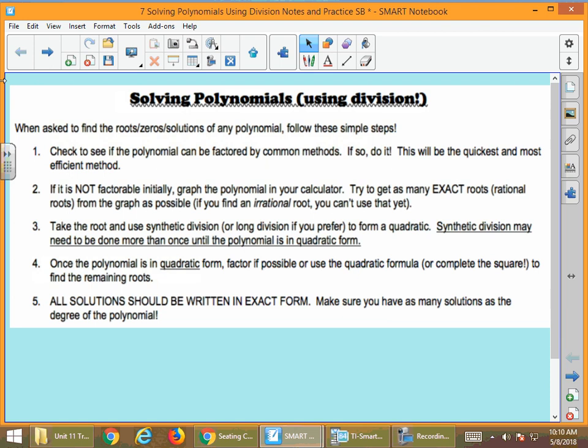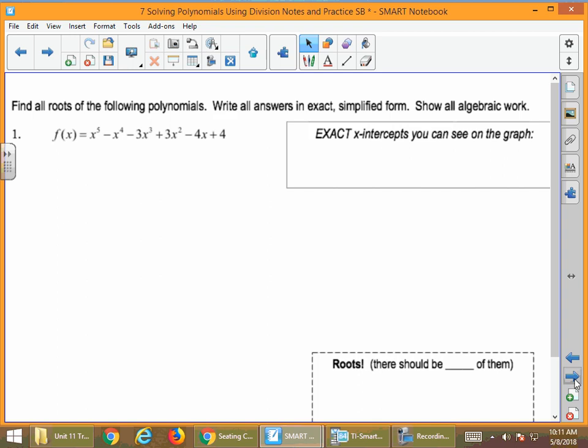Completing the square will work on this method as well, but I'm going to stick with the factoring and the quadratic formula to find our remaining roots. And then finally, when we write down our roots, they should be in exact form, which means simplest fraction form and simplest radical form. When we're solving these polynomials, we should look at the degree to start, because the degree is going to tell us how many roots we have. So there's our steps that I will try to follow as we go through this.